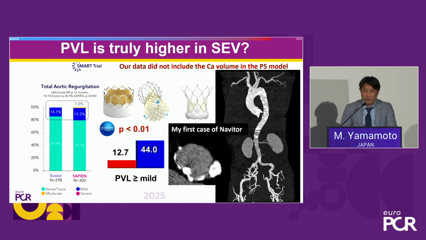Let's go back to the SMART trial results. Surprisingly for me, the rate of PVL is similar between the two groups in the RCT. In contrast, even after propensity matching analysis in our OCEAN Registry cohort, the rate of mild PVL is significantly lower in the balloon-expandable valve compared with the self-expandable valve. But our data didn't include the calcium volume or calcium score, such as the existence of huge calcification. We didn't enter such variables into the matching analysis.